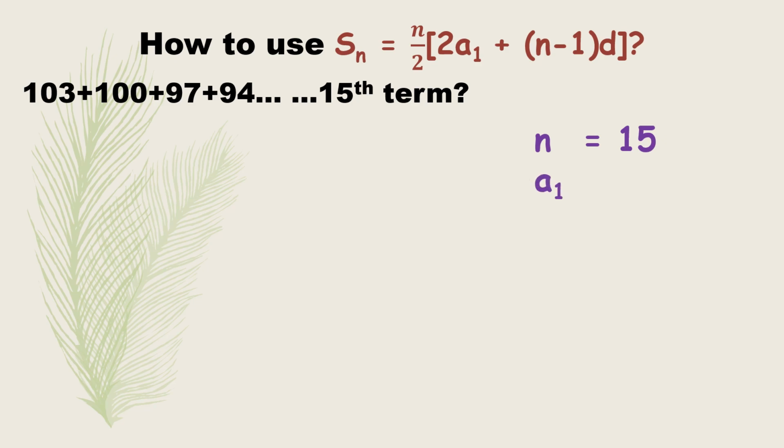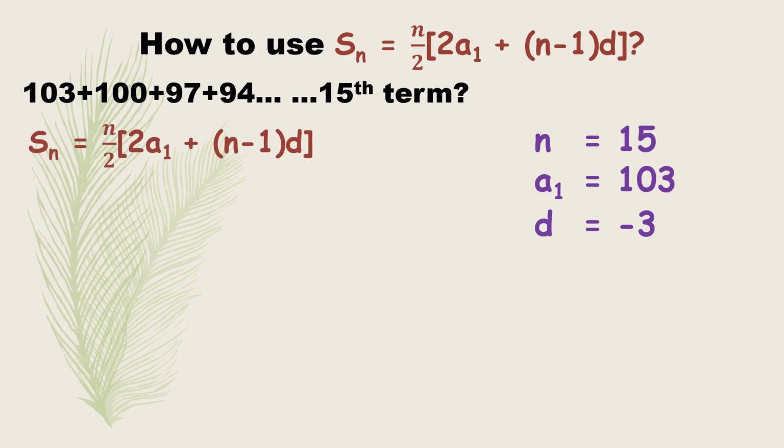Then we have a sub 1, which is the first term. So that is 103. Then d, which is the common difference, is equal to negative 3. Since the terms are descending, your common difference is a negative number. So now we can use the formula s sub n is equal to n over 2 times 2a sub 1 plus n minus 1 times d.